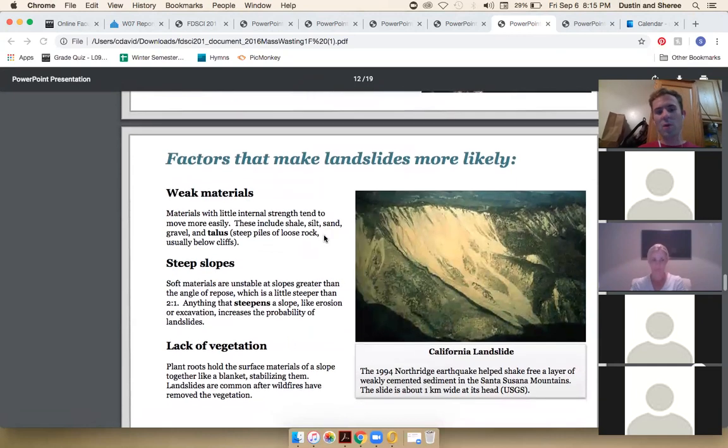Other things that can make it more likely. So weak materials. If you guys remember in the reading, when you guys read through this, things like talus, shale, silt, sand, gravel, those things can cause a failure.